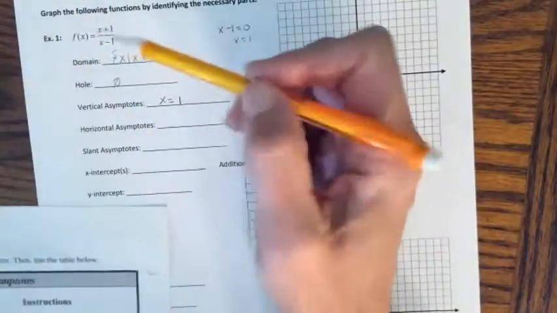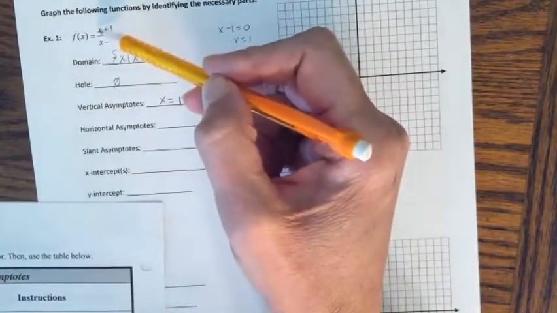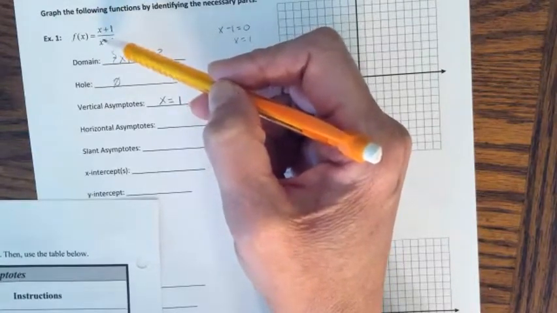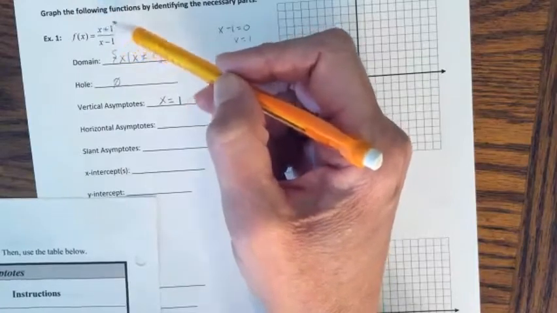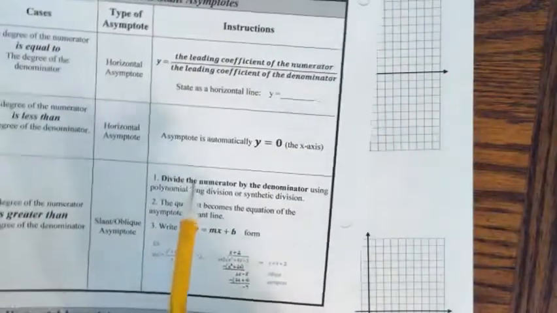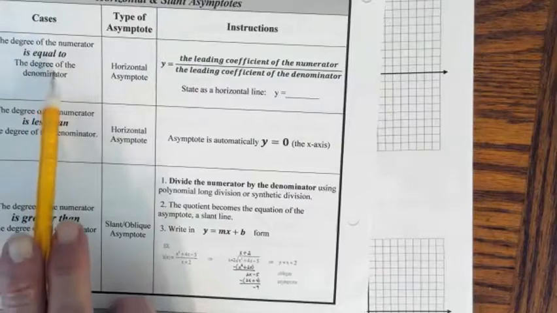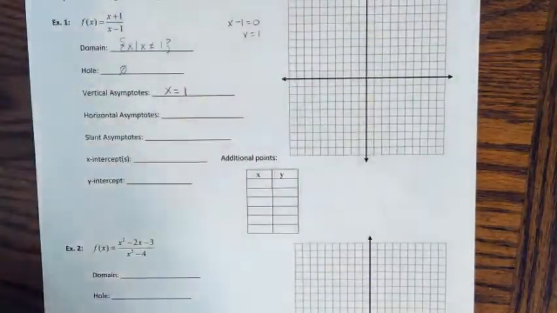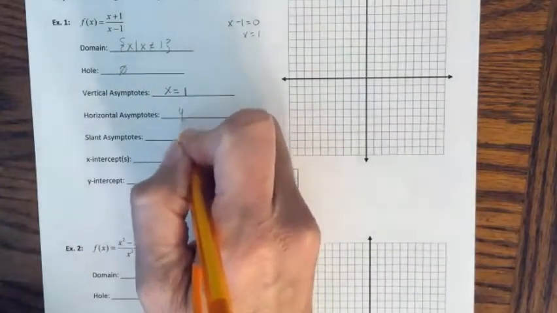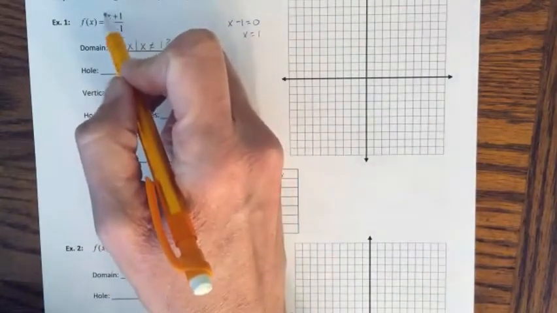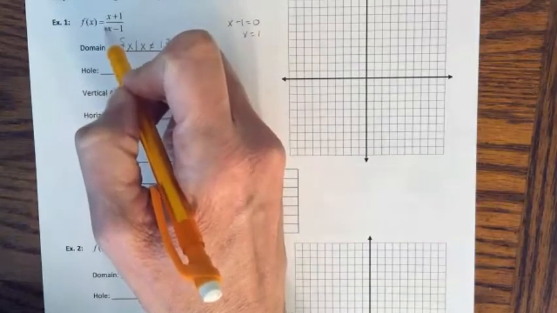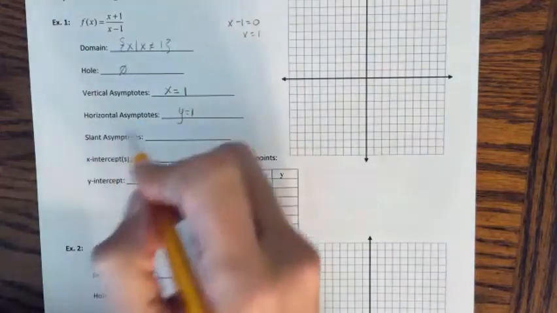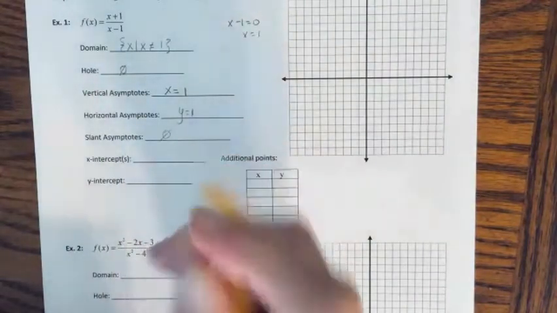So let's look here. The degree of the numerator is 1, because this x has a power of 1. That's the highest power of x. This has a degree of 1, so the numerator and the denominator have the same degree. It's equal to leading coefficient over leading coefficient. So that's going to equal y equals the leading coefficient here is 1. Leading coefficient here is 1. 1 divided by 1 is 1. So since it has a horizontal, it doesn't have a slant asymptote.